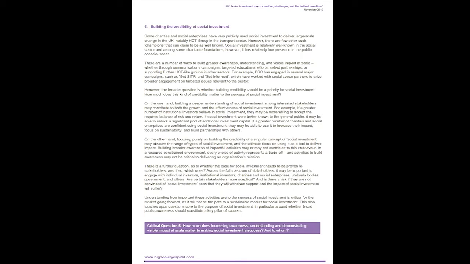Ultimately, this comes down to whether you also believe that there is a particular time needed now for us to capitalize on momentum to reach a critical point whereby social investment reaches a broader brand awareness across society or across relevant stakeholders. So the question we ask ourselves in this critical question, therefore, is how much does increasing awareness, understanding, and demonstrating visible impact at scale matter to making social investment a success, and to whom?